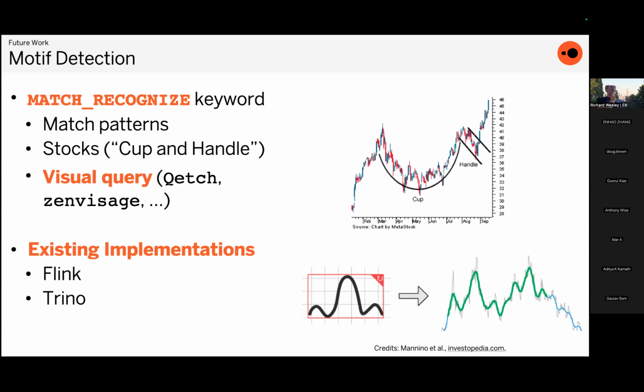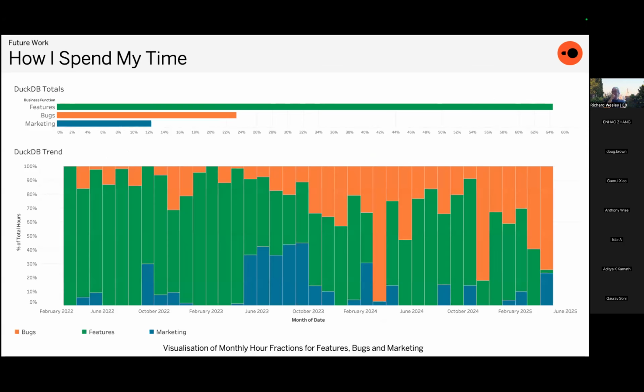So when this talk was originally requested, it was all about what it is like to work at DuckDB. So I hope I've given you some of that. But the last thing I can do, because I'm actually a consultant and I keep careful track of my hours, I made this viz of how I spend my time. And it's not the same number of hours every month, so I've normalized it. So I broke things down into features, bugs, and marketing. And if you're wondering what marketing is, this is marketing.